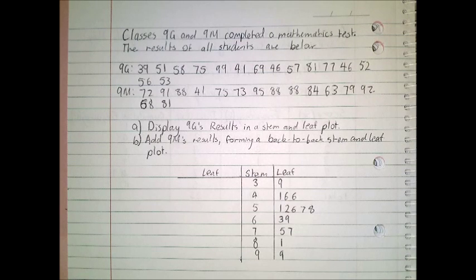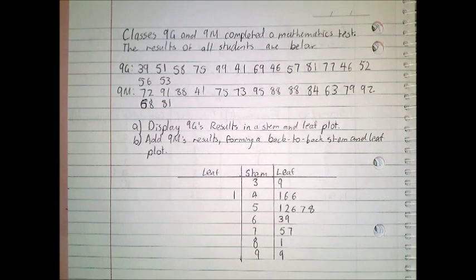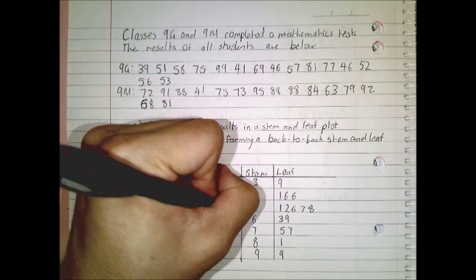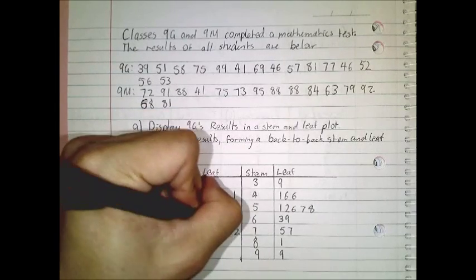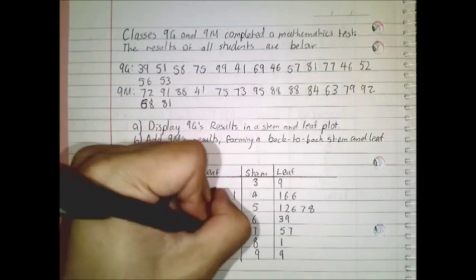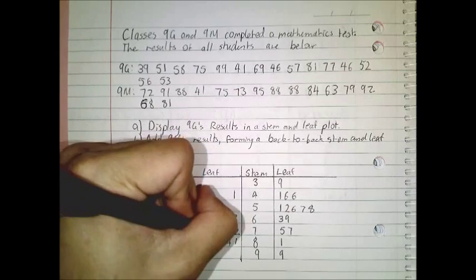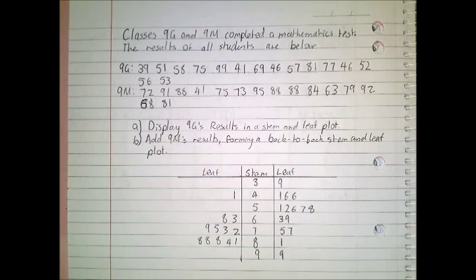So there are no entries in the 30s for 9M's class, but there is an entry of 41. Again, there are no entries in the 50s for that class either. So we're going to start in the 60s, where we have 63 and 68. We also have 72, 73, 75, and 79. 81, 84, and then 3 88s, which all get written in separately.